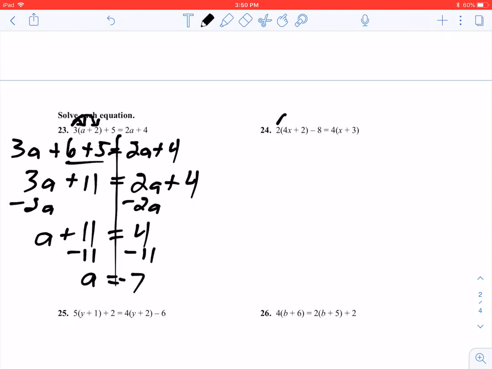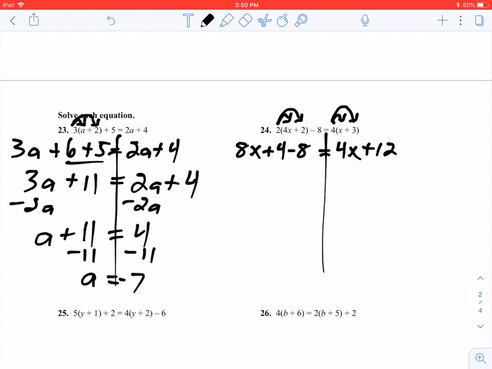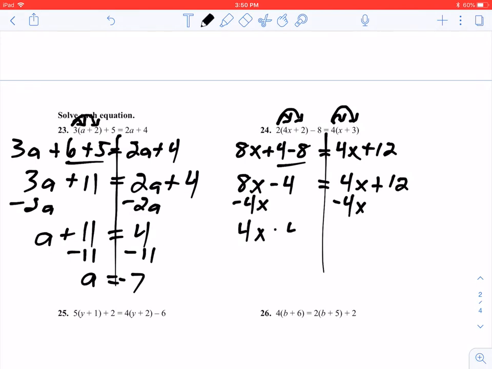The next one is going to require you to distribute the 2, but you're also going to have to distribute the 4 on the other side of the equals. So we're going to get 8x plus 4 minus 8 equals 4x plus 12. The left-hand side, the 4 and the 8 need to combine, so that turns into negative 4, and the right-hand side is already simplified. Now that the left and the right-hand side are each simplified separately, we can go ahead and subtract 4x from both sides, and we're going to get 4x minus 4 equals 12.